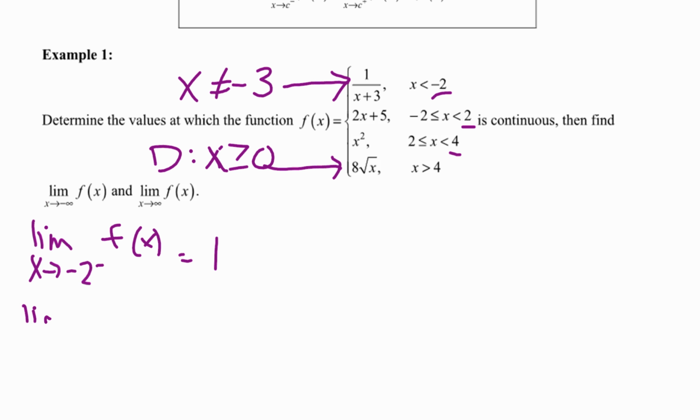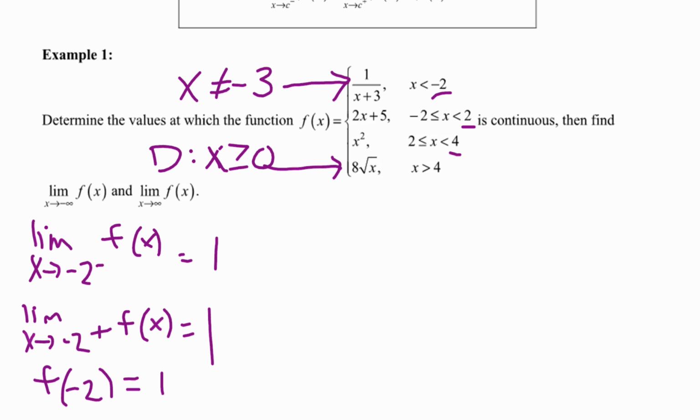The limit as x approaches -2 from the right side this time. So we're going to be looking at this. Put in -2. You get 1. And f of -2 equals 1 because it equals -2 there. So we are continuous at -2. That one's good.